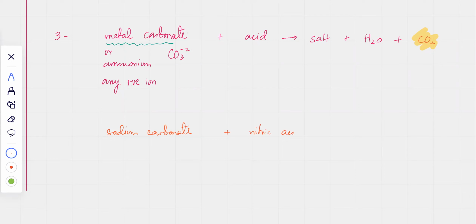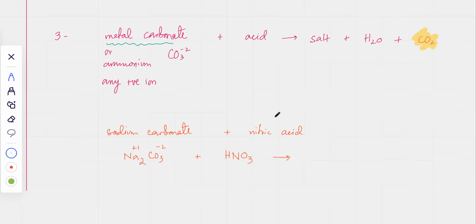I'm going to try and write the reaction. So what is sodium carbonate? Sodium is Na. It's in group 1, so it's +1. What's carbonate? It's CO3 minus 2. So what's the formula? It's going to be Na2CO3, plus there's going to be nitric acid.